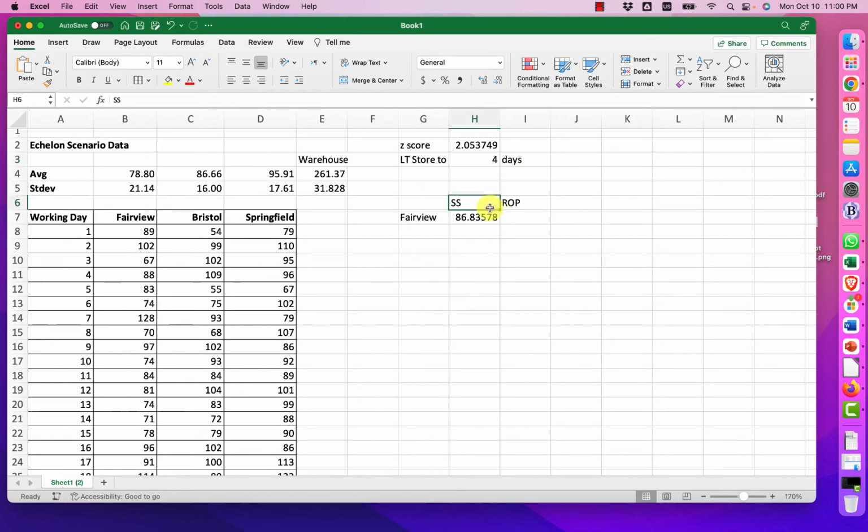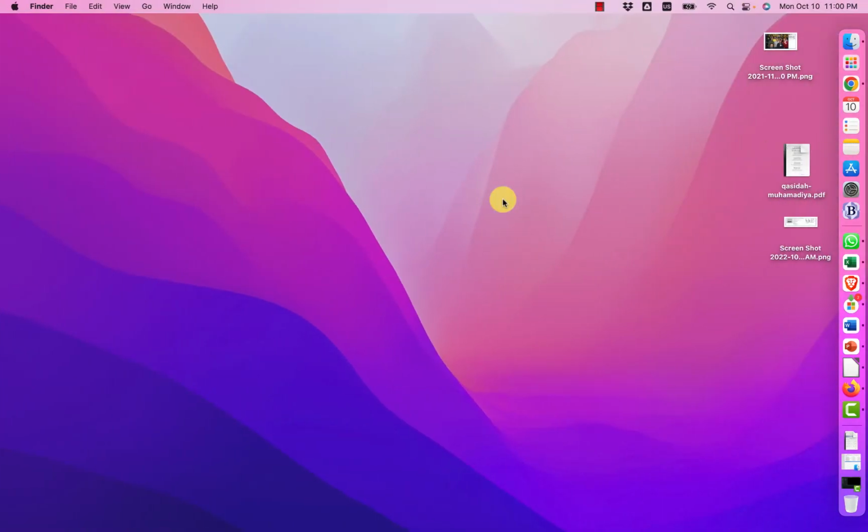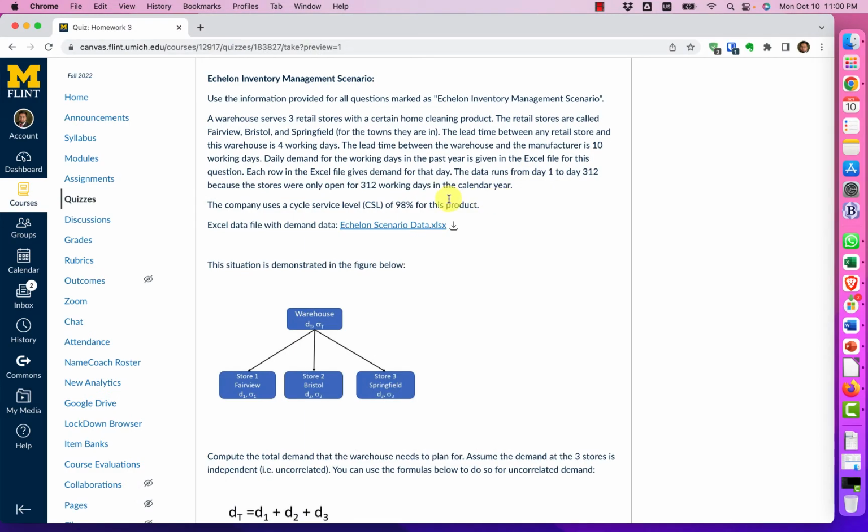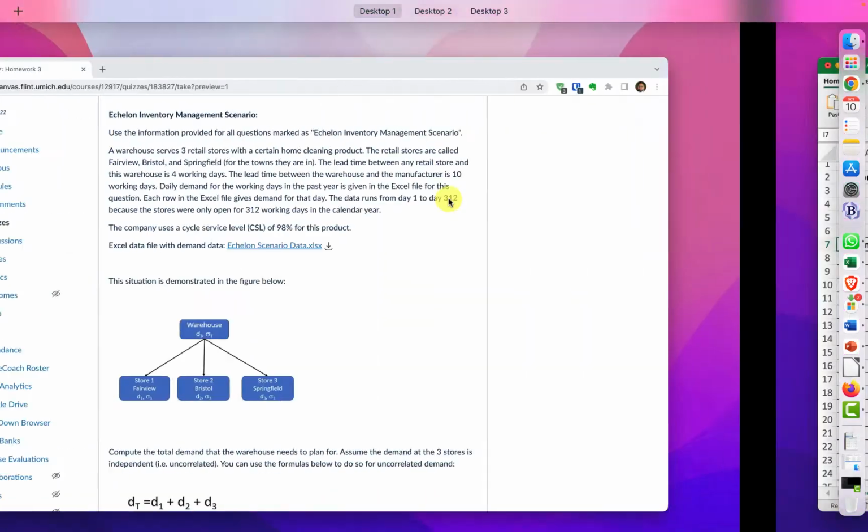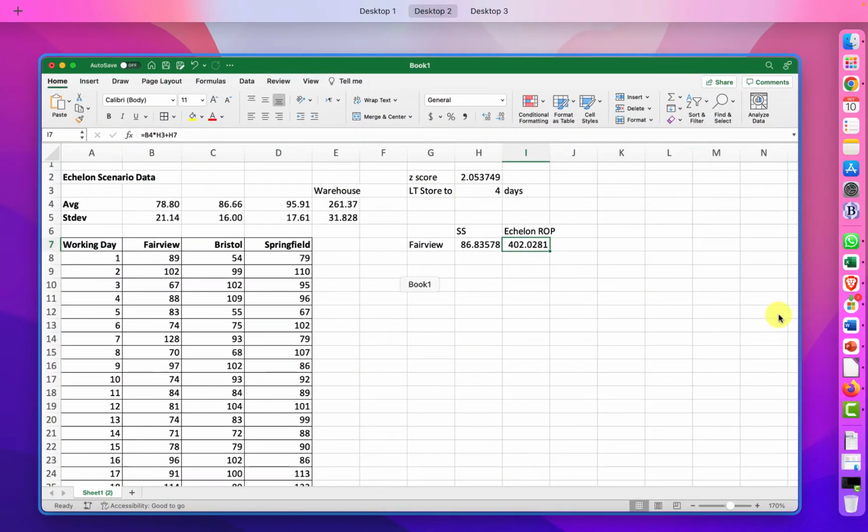Okay, so that's my safety stock. Then reorder point is simply going to be D times L, the average demand times the lead time days, plus the safety stock. Okay, now this reorder point is the echelon reorder point, because to find the echelon reorder point, we have a mechanism to do so.